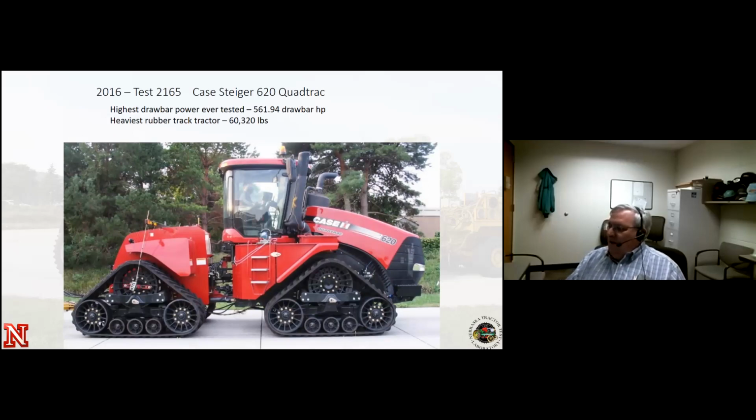We did a Case Steiger Quadtrac in 2016. That was the highest drawbar power we ever achieved at almost 562 horsepower. It was also the heaviest rubber track tractor at 60,320 pounds.